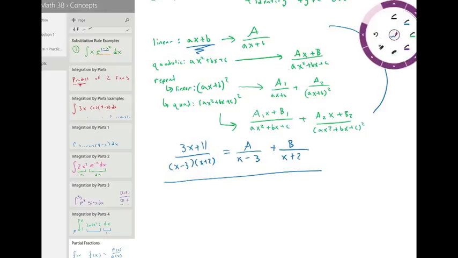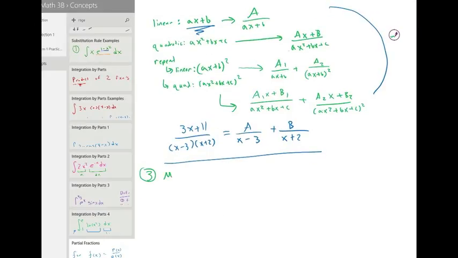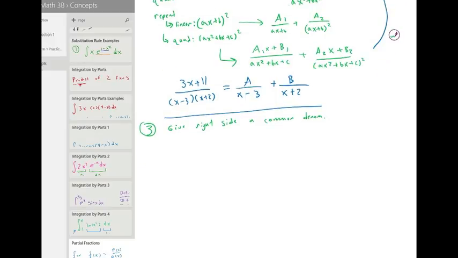Step 3 is to give the right side a common denominator. So that common denominator is going to end up being the one on the left side.